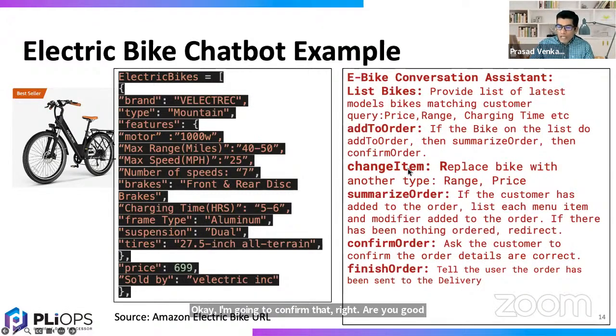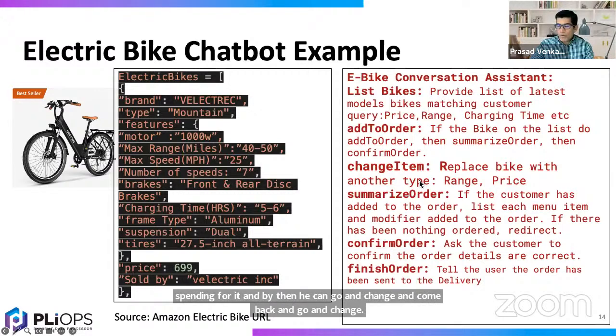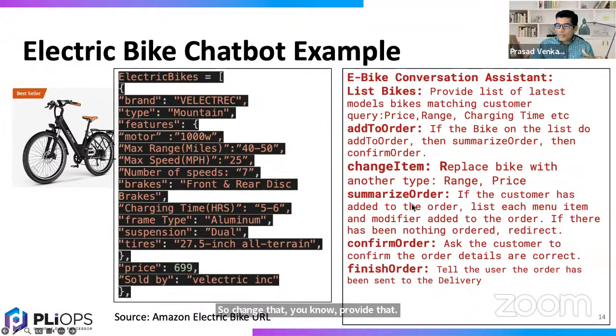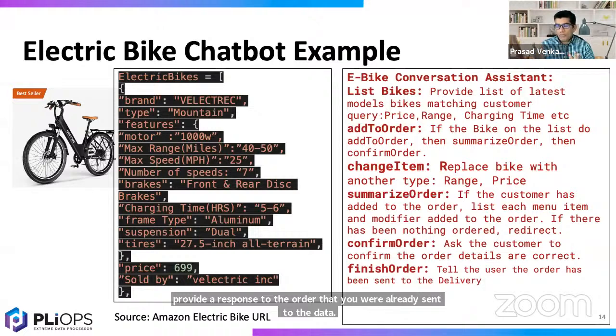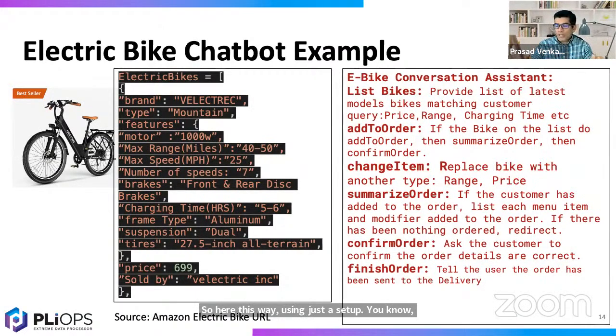Then, for example, the user has changed his mind. Now he wants to change it to a lower price because he felt he is spending too much for a bike. Then you can go and change that item, and then again you summarize, right? Provide the customer the new list as modified, summarize, and confirm this order with the customer. And finally, once everything is confirmed, finish the order and provide a response that your order is sent to delivery.